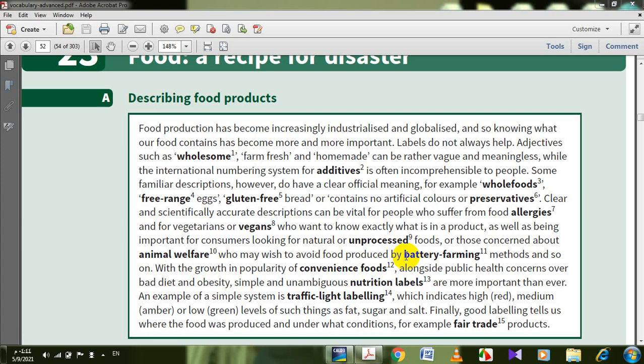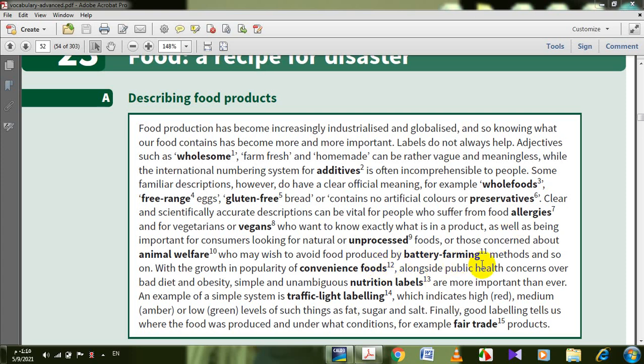What is food produced by battery farming? This is a system of producing a large quantity of eggs or meat cheaply by keeping a lot of birds in rows of small cages. التربية أو تربية الدواجن في الأقفاص. Okay? أقفاص فوق بعض أو أسطر من الأقفاص. This is battery farming. So lots of people try to avoid foods produced by battery farming. Again, battery farming is a system of producing large quantities of eggs or meat cheaply by keeping a lot of birds in rows of small cages.